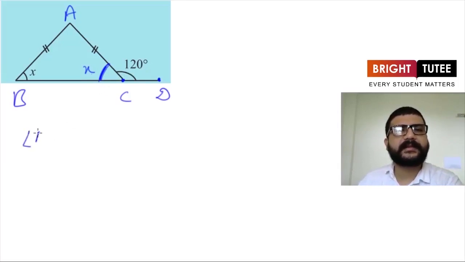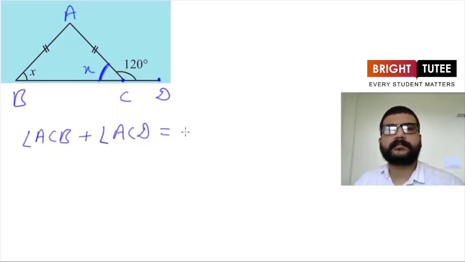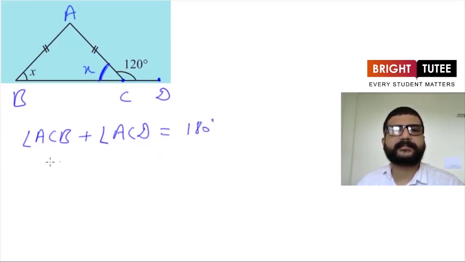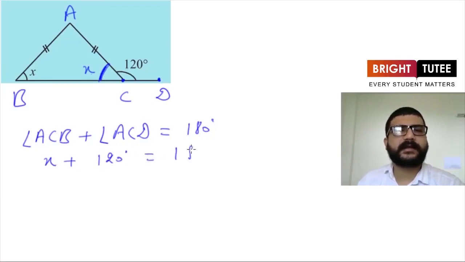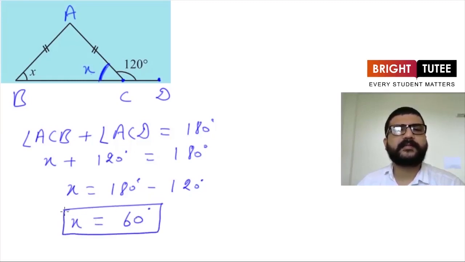So now we have angle ACB plus angle ACD is equal to 180 degrees. Now ACB is x, so it will give us x plus ACD, which is 120 degrees, and this is equal to 180 degrees. Now let's transpose this 120 degrees to the right side of the equation. So we will get x is equal to 180 degrees minus 120 degrees. Now what is 180 minus 120? It is 60. So we will get that x is equal to 60 degrees. So now the final value of x is 60 degrees.